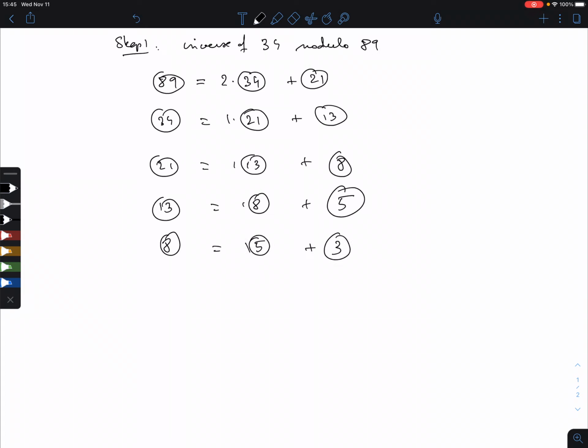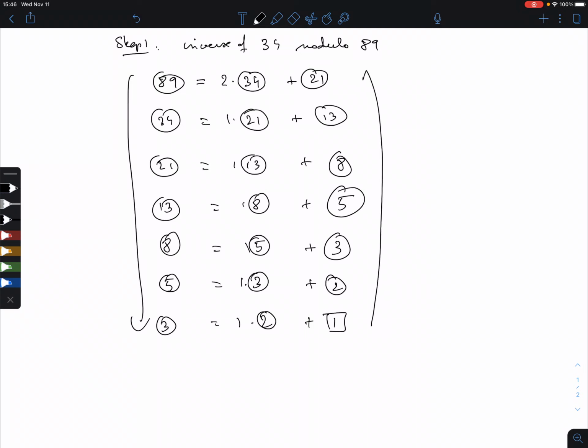Sometimes it can go very slowly, in the sense that you have to do quite a lot of steps. 5 is 1 times 3 plus 2. Then 3 is 1 times 2 plus 1. And so now we have our GCD, which has to be 1, otherwise we are in trouble. Okay, so now we can work our way back. That was step 1, part 1, in this direction. Now we're going to go back up.